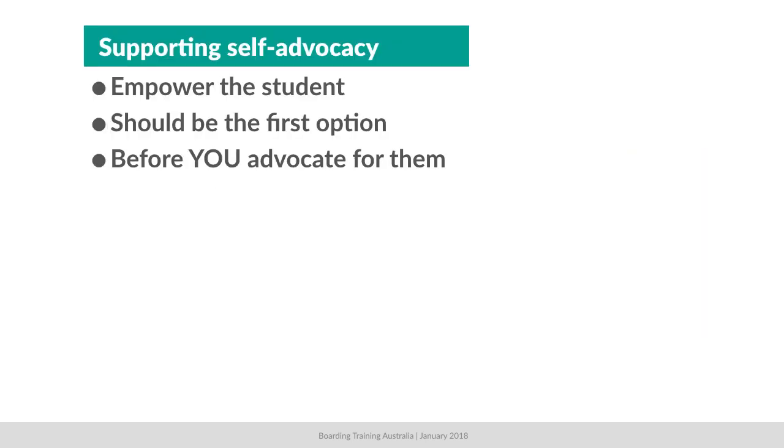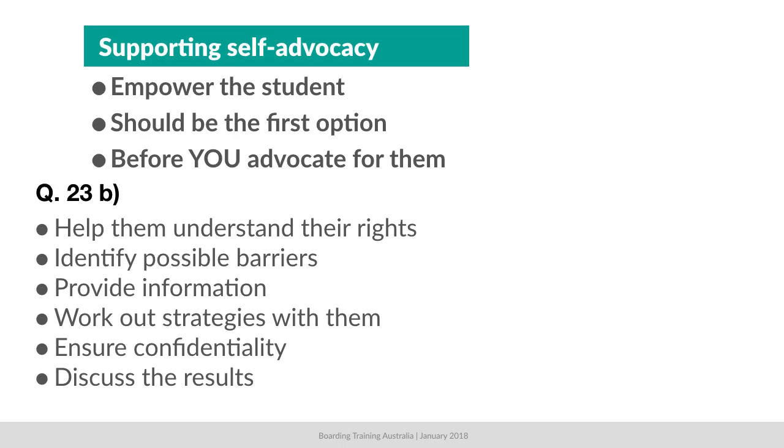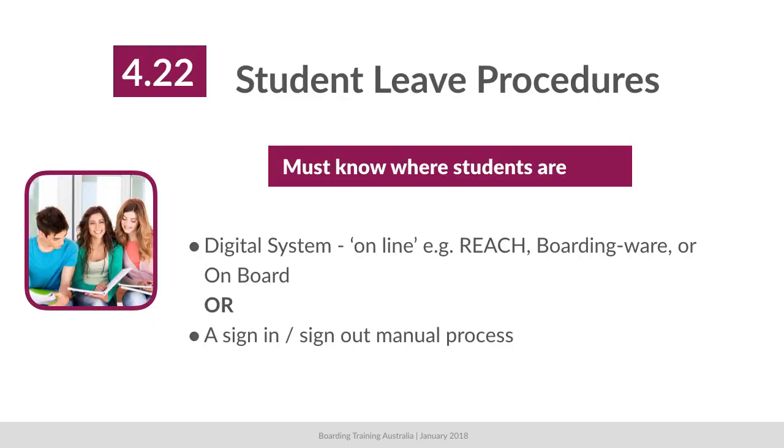How do we support self-advocacy? We should empower the student, and this should be our first option before we advocate for them. So, enabling them to do this for themselves: help them understand their rights, identify possible barriers, provide information, work out strategies with them, ensure confidentiality, and talk to them about the results. So give them the tools to self-advocate. Talk to them about what you would say, the right sort of things to say, and the right manner in which to self-advocate.